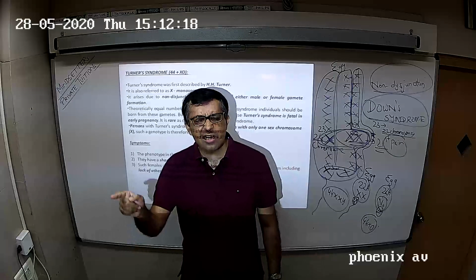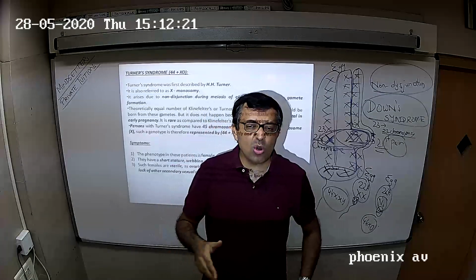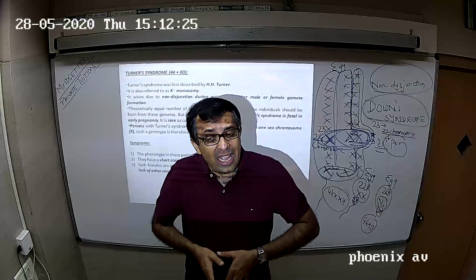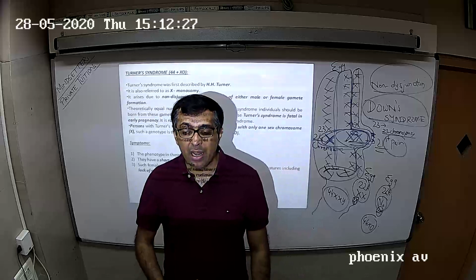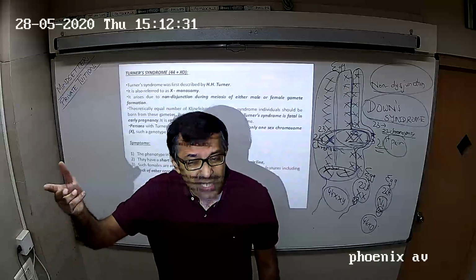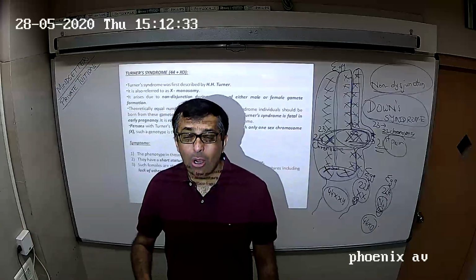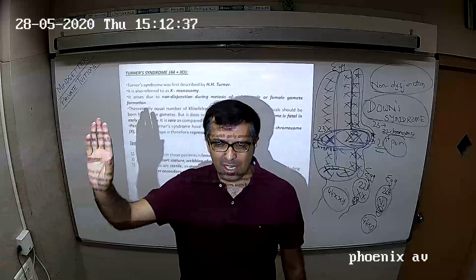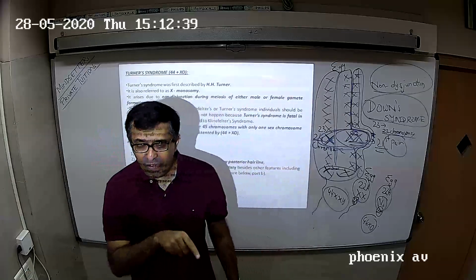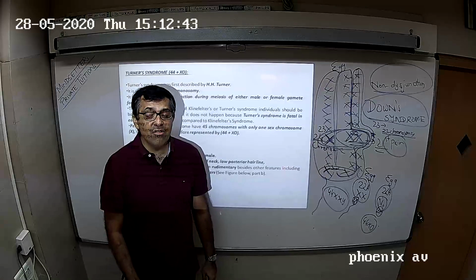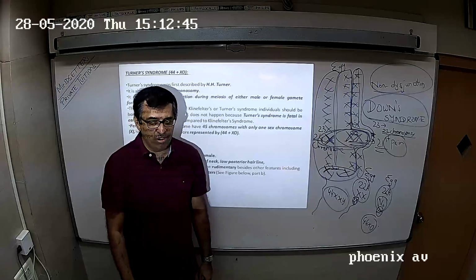But Turner syndrome babies, most of them die within the uterus during embryonic development. That is why you do not see many Turner syndrome babies in real life, because they die in childhood or at the fetal stage itself. And Klinefelter syndrome, yes, those babies develop and will show classical abnormal features.